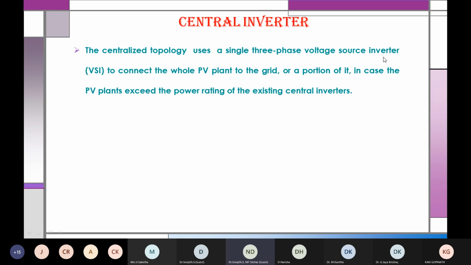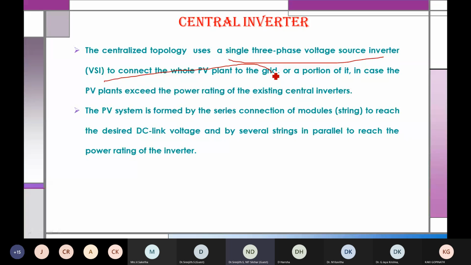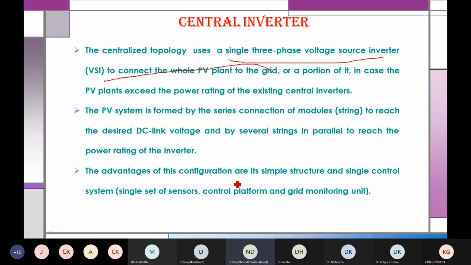It's just a single 3-phase voltage source inverter to connect the whole PV plant to the grid. It uses one inverter to connect the whole PV plant to the grid. It is a simple structure because I have only one inverter. All the wiring will come from the solar panels and join at the inverter. So only one control system is needed. Lots of advantages are there: simple structure, single control system, and very few sensors.